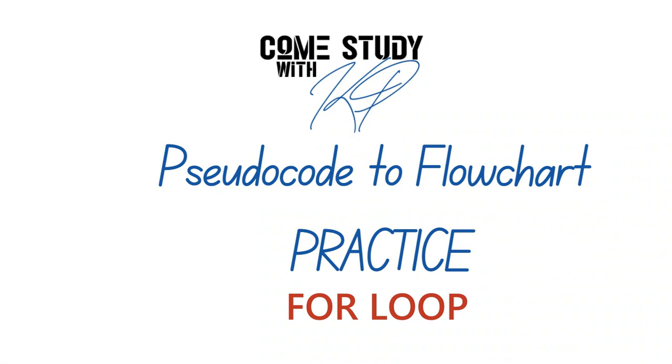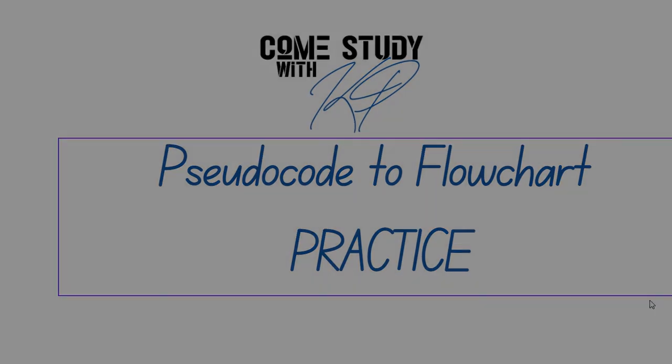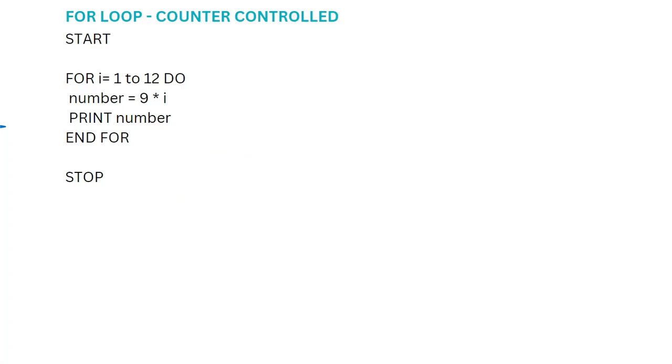I'm KP, and today we'll be doing pseudocode to flowchart. We're converting pseudocode to flowchart, so we're doing some practice, right? Now we'll do a for loop. A for loop by nature is a counter control loop. It is going to be repeating the steps for a certain number of times, and in this one, it's going from 1 to 12. Now, there's something special about a for loop when you're going to translate it to a flowchart.